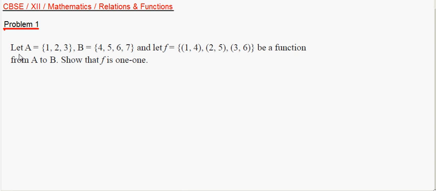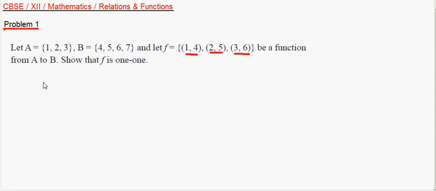So problem number 1. What is given in this case is set A, which is {1, 2, 3}, and set B is {4, 5, 6, 7}. They have given the function in such a way that (1, 4) is an ordered pair, (2, 5), (3, 6). This is the relation or the function. What does this mean? f(1) = 4, f(2) = 5, and f(3) = 6. Let f be a function. Show that f is 1 to 1.